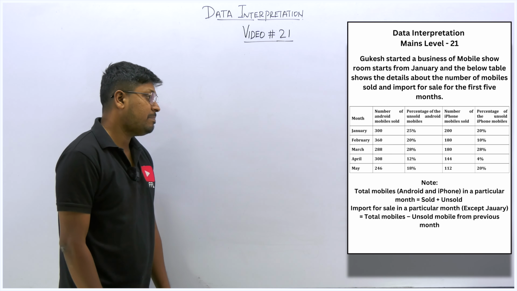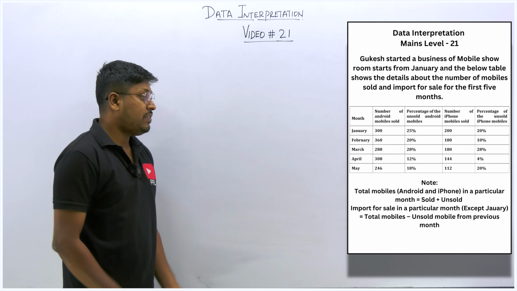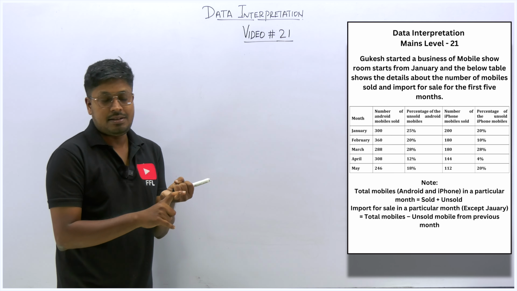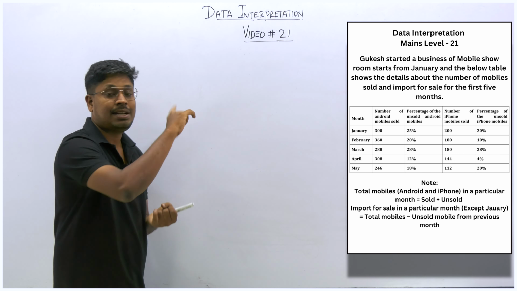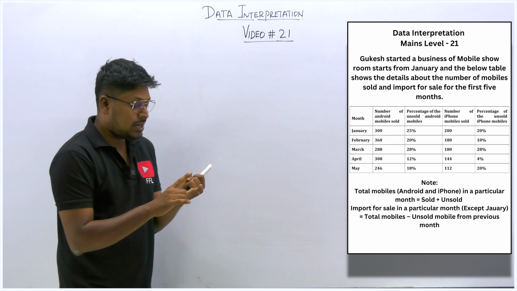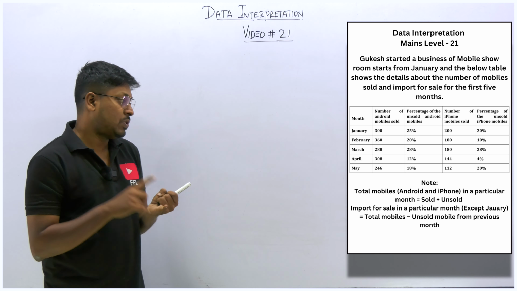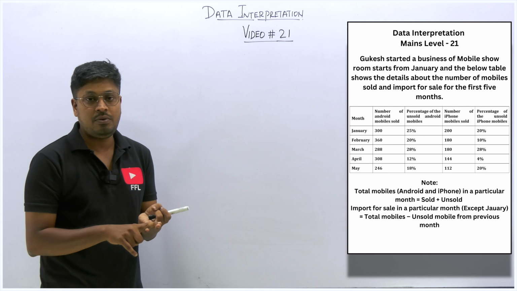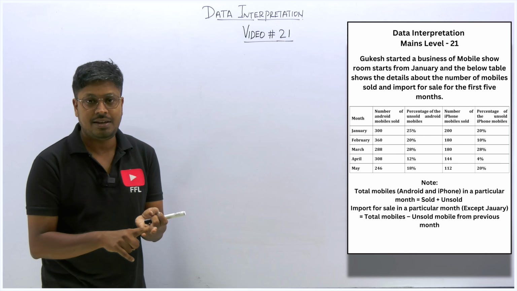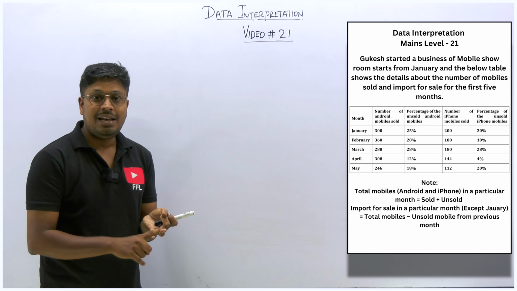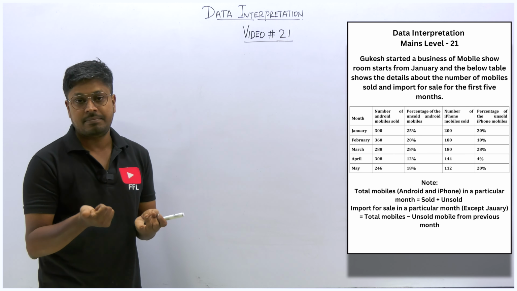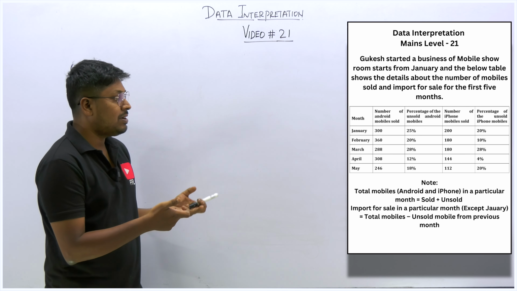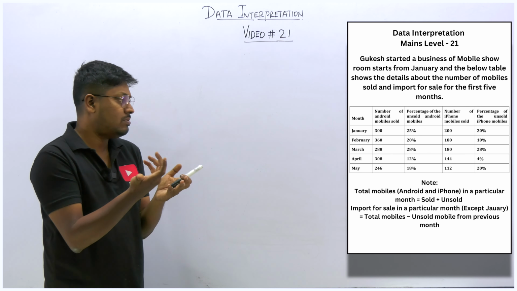Very interesting question. Okay, so first we don't know. If you take the January month in the chart, what are all the values that are unknown? When you take the chart, we only know the sold and unsold, but we don't know the total mobile phones that were available in the month of January. That was not given, and the import for sale is also not given. So these values are not given for all the months, January to May.